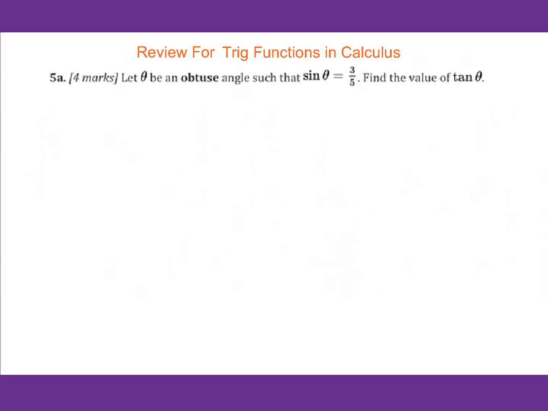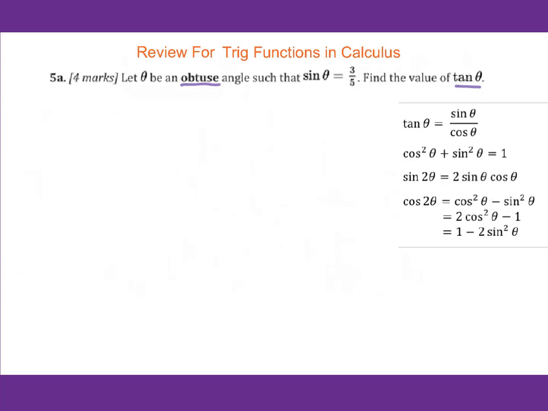Today's lesson is about review for trig functions in calculus. 5a. Let theta be an obtuse angle such that sin theta equals 3 over 5. Find the value of tangent theta. Obtuse angle means the second quadrant.